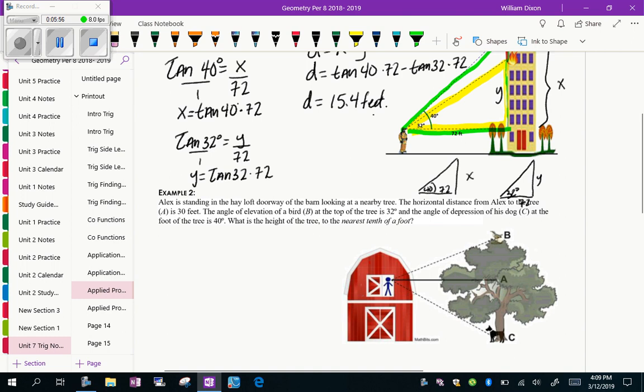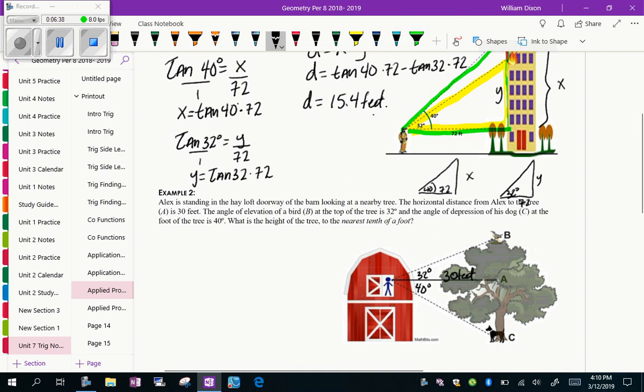Well, let's fill in some information that's given to us. We know that the distance from him to the tree is 30 feet. Okay, and then we know that the angle of elevation is 32 degrees. And then the angle of depression, that's this horizontal line. This is outside the triangle. The angle of depression is going to be 40 degrees.